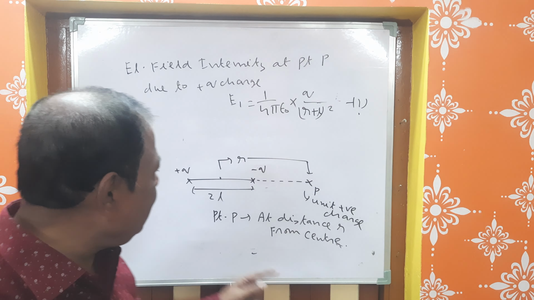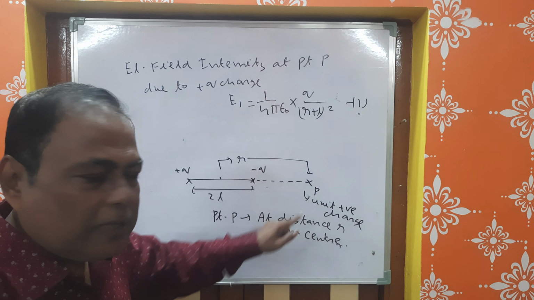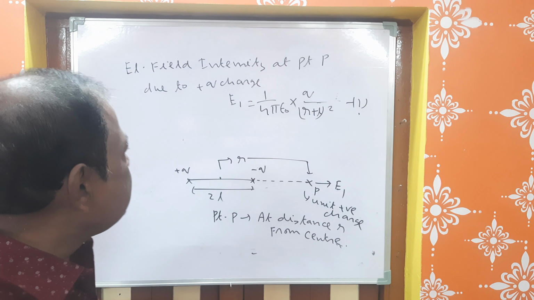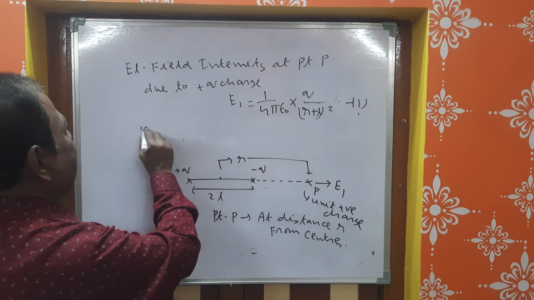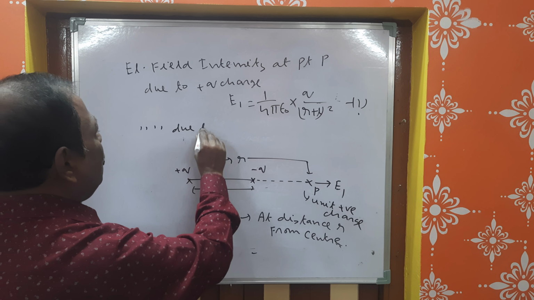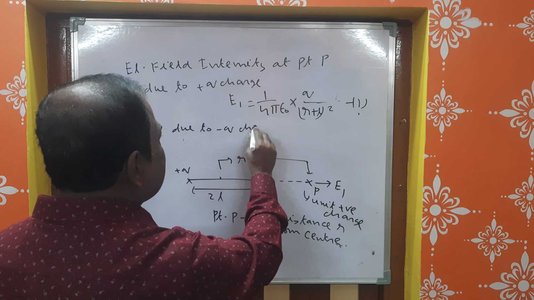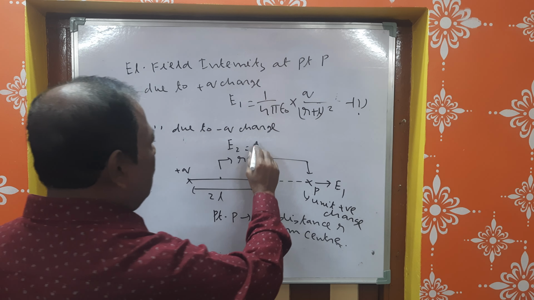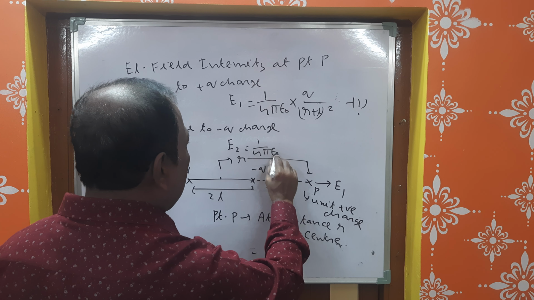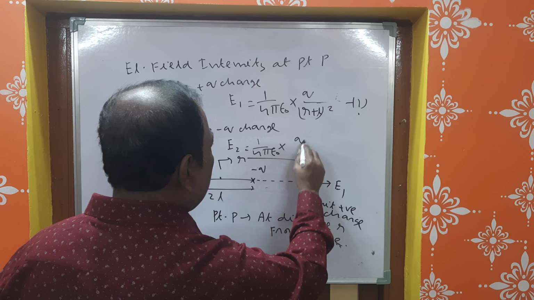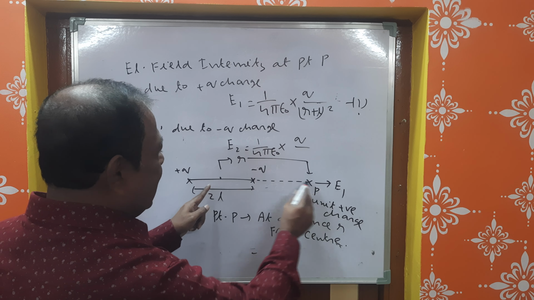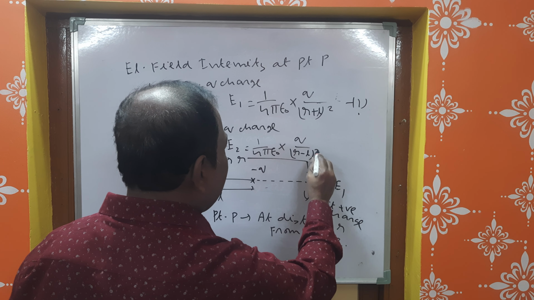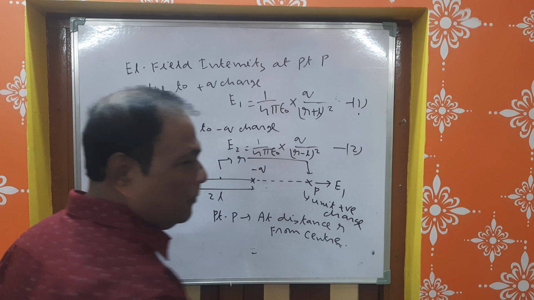And what is the direction? Here is a positive charge, so the direction is this, E1. Similarly, due to the minus q charge, that is E2, 1 by 4 pi epsilon naught into q by this distance. Total is r, this is l. So that is (r minus l) whole square. That is equation number 2.